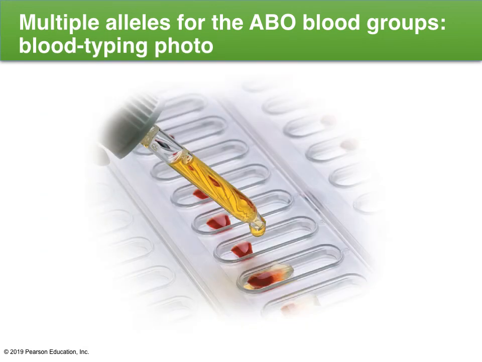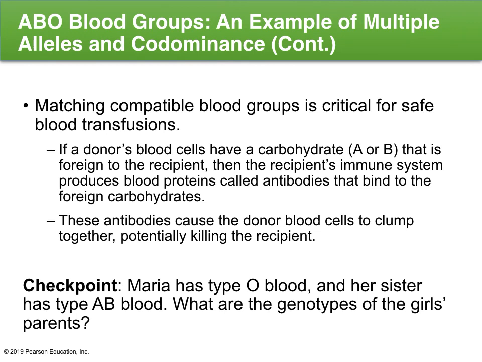And here's an example of blood typing little wells. Matching compatible blood groups is obviously critical for blood transfusion. If a donor's blood cells have a carbohydrate that is foreign to the recipient, then the immune system is going to produce blood proteins called antibodies that are going to bind to those carbohydrates. And that clumps the cells together and in severe cases can actually kill the recipient. So it's one of those things where you have to be mindful.